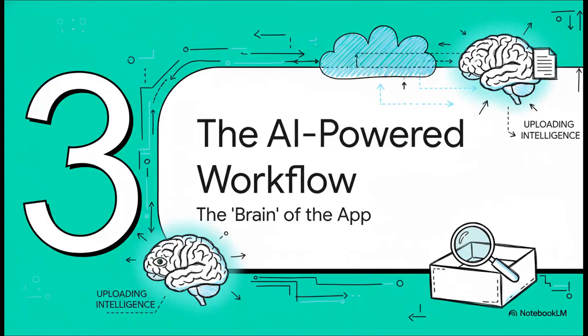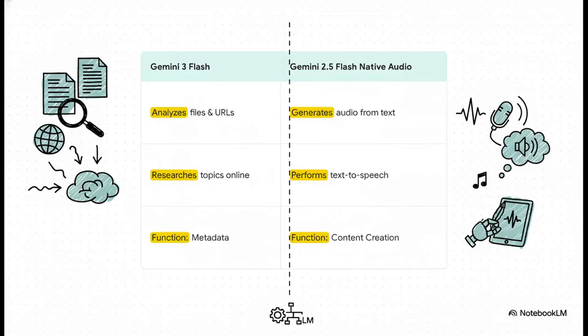Now for the really cool part, the AI-powered workflow. This isn't just about uploading, it's about making the upload intelligent. The app's brain is actually powered by 2 different Google Gemini models, and each one has a very specific job. And what's really interesting here is how they've divided up the labor. On one side, you have Gemini 3 Flash, which acts as the researcher. It analyzes file names, looks at URLs, and writes descriptions. On the other side, you have Gemini 2.5 Flash, which is the creator. It's the one that generates brand new, high-quality audio from a simple text prompt. It's a perfect example of using the right tool for the right job.